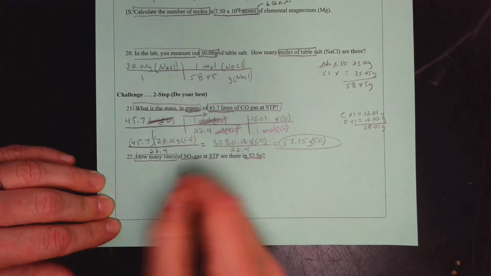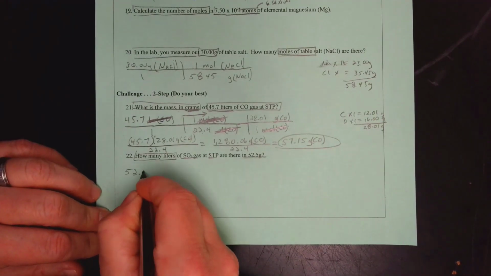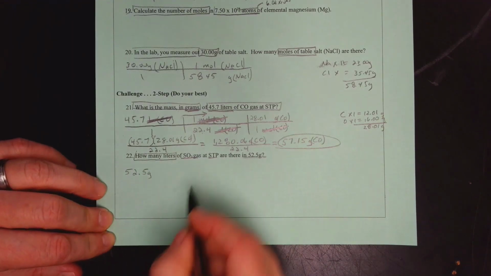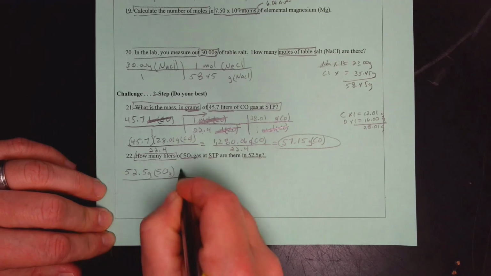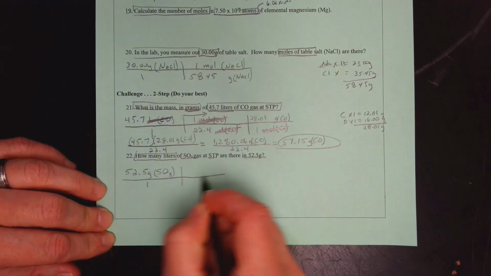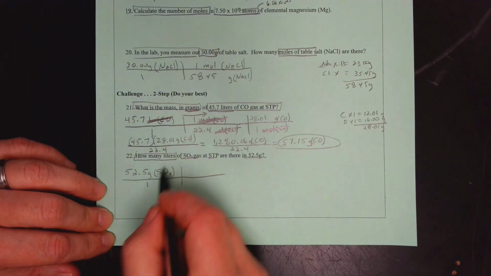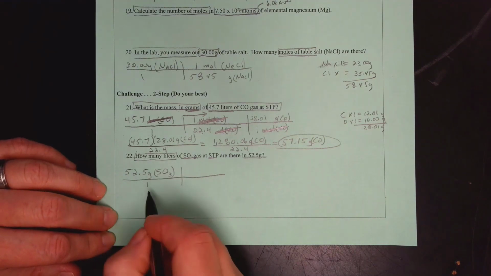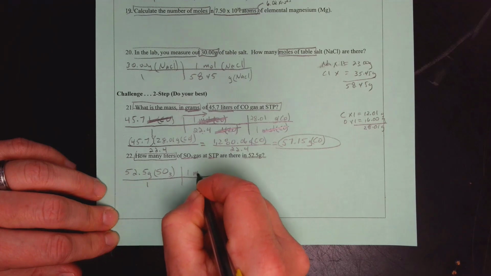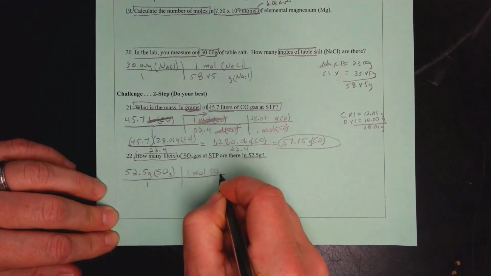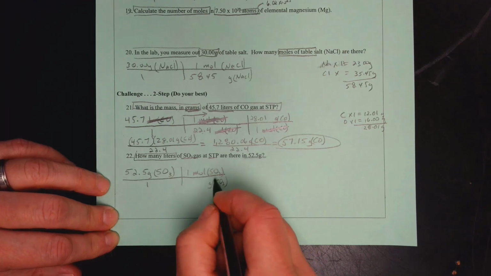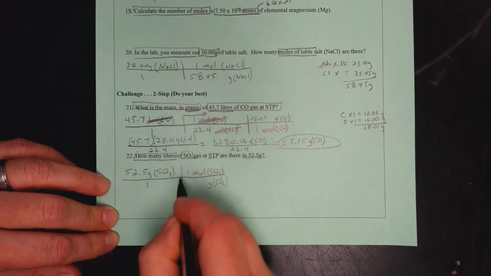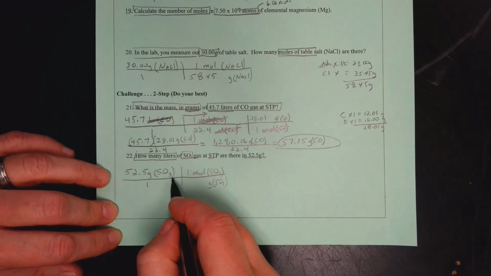Again, I'm given grams, so that is going to be where I start my problem. 52.5 grams of SO3 gas over 1. Now again, you guys, I can't go right from grams to liters, but I can go grams to moles. So I'm going to put 1 mole on top here of SO3, and I'm going to put grams of SO3 down here. And how many grams? Well, that's again something I have to calculate using my periodic table and those atomic masses.